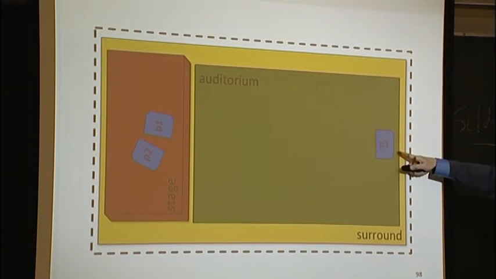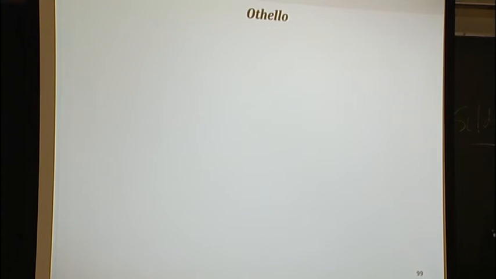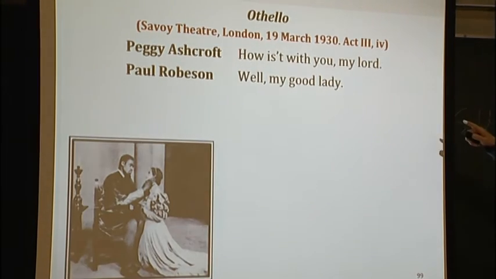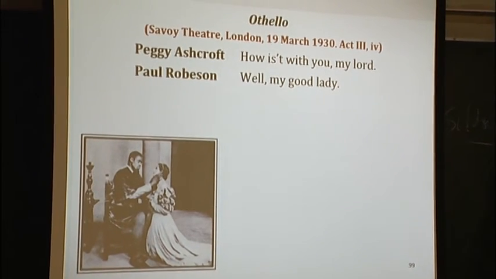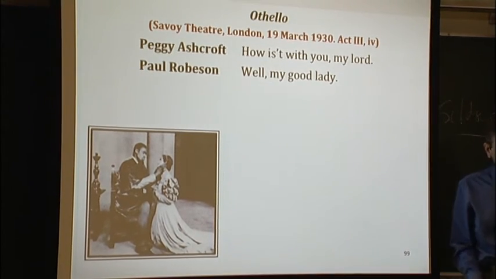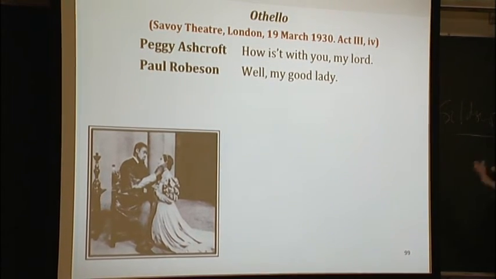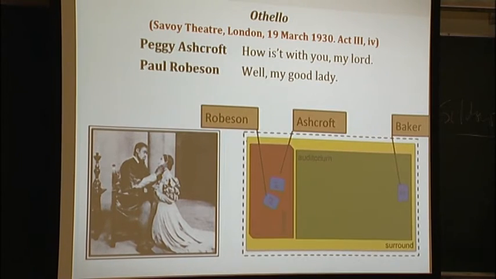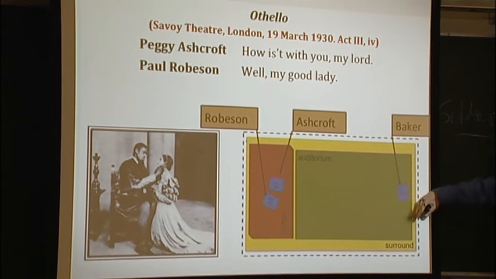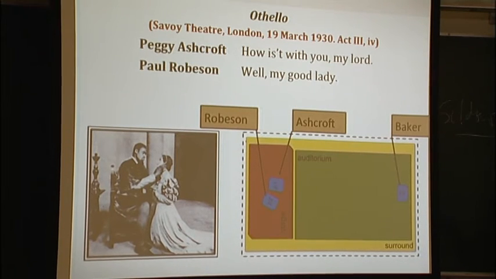So here's Baker in back here, and I'm going to pick a particular performance. This is some time ago with Peggy Ashcroft and Paul Robeson doing Othello. So how is it with you, my lord? She says, and he says, well, my good lady. And here they are. I pick Paul Robeson because he was one of America's great actors and long gone. But anyway, they're on the stage saying these things to each other, and Baker is sitting back here in the auditorium. Now, so what the hell's going on here?